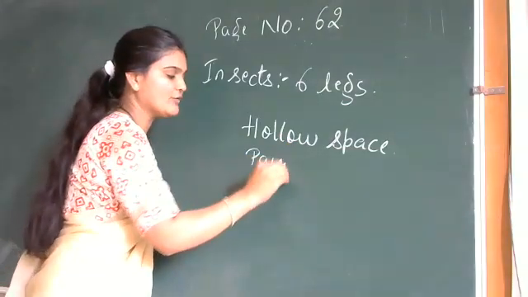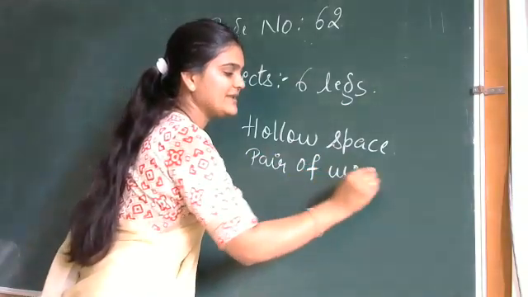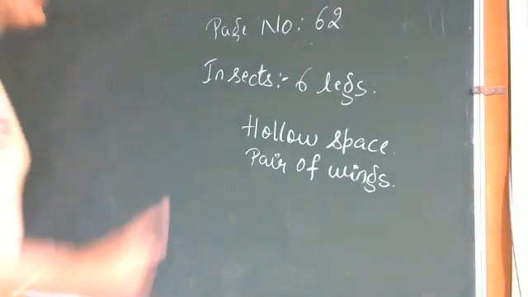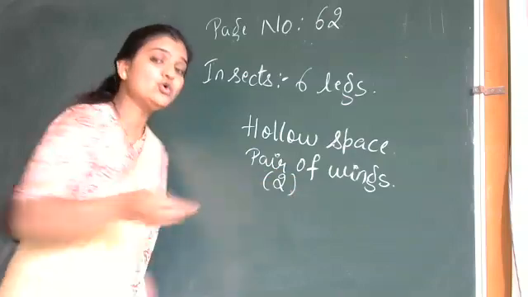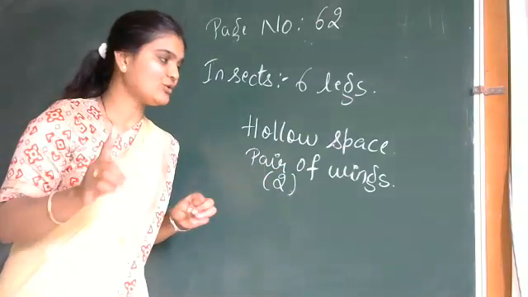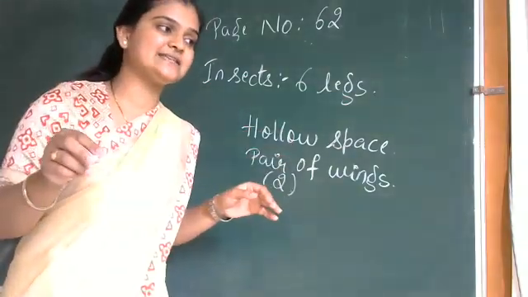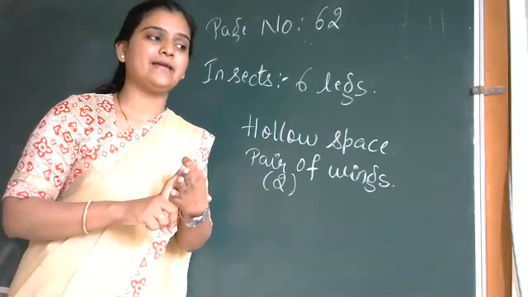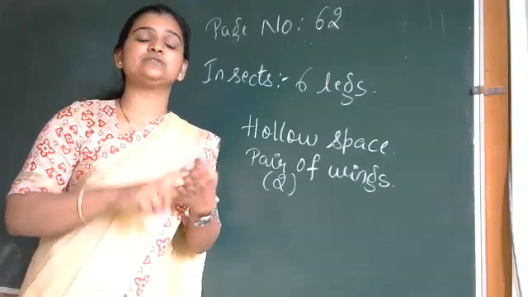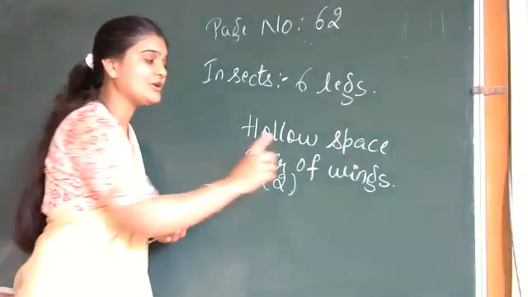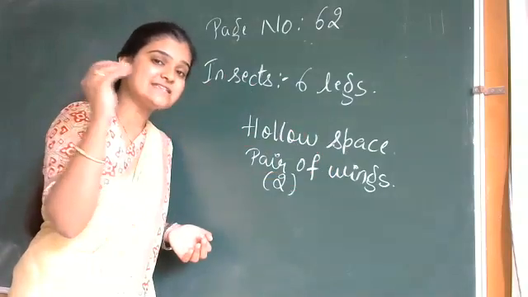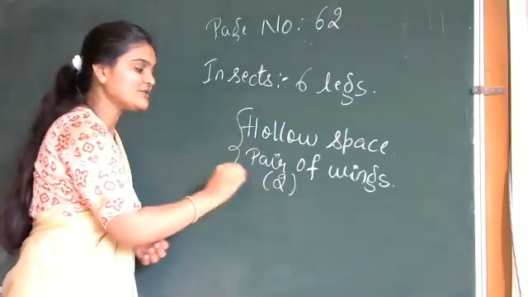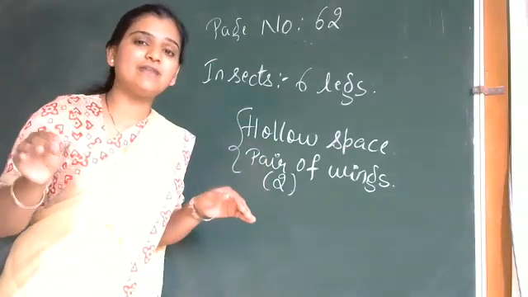And they have a pair of wings. What is the meaning of pair of wings? Yes, ma'am, a pair of wings means they have totally 2 wings to fly. I have told you the examples of insects which can fly easily: mosquitoes, dragonflies, and butterflies. The examples of flying insects, they have hollow space in their body, which has only air filled into it, and they have a pair of wings. Because of this too, they have the capacity of flying.